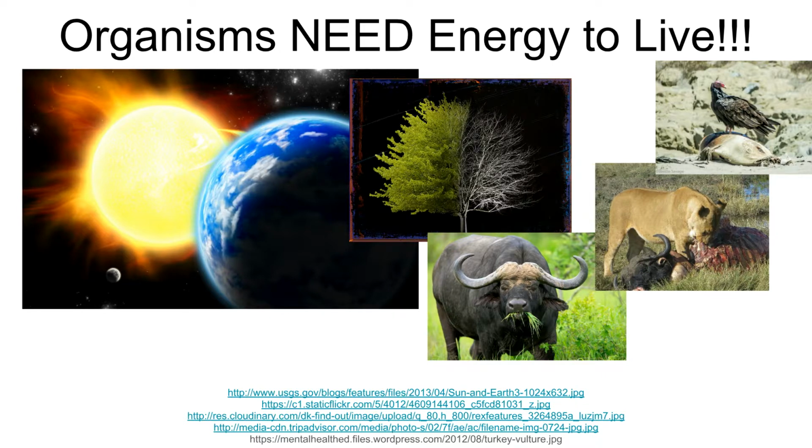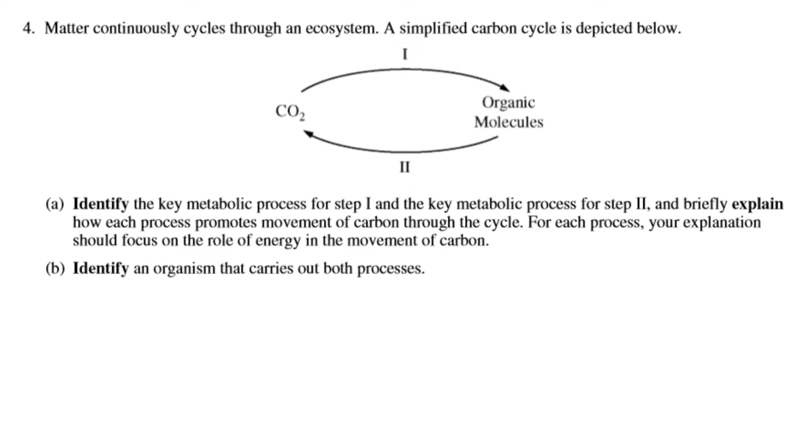So let's come back to where we started. The key metabolic process for step one and step two. Let's think for a second. When carbon dioxide is built up into glucose, what is step one? When glucose is broken down and carbon dioxide is released, what is process two? Now, with those processes, can we get even more specific about at what stage is carbon dioxide built up?